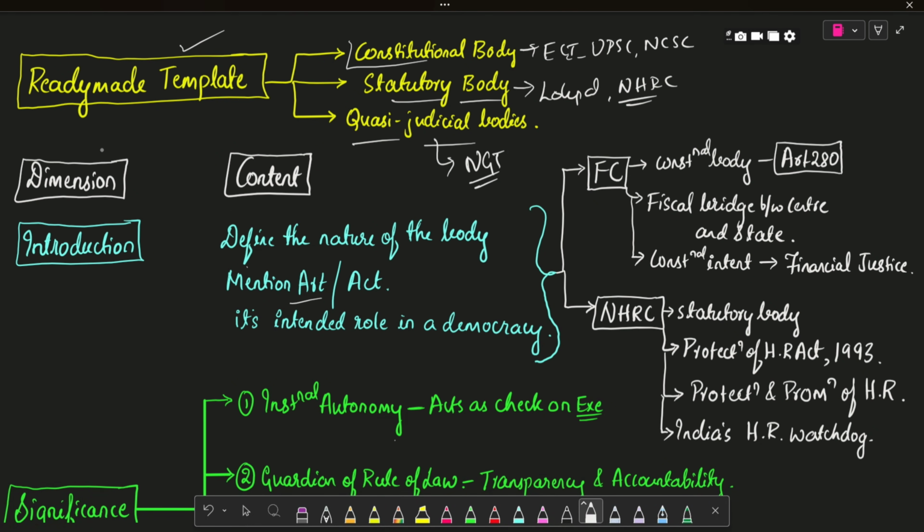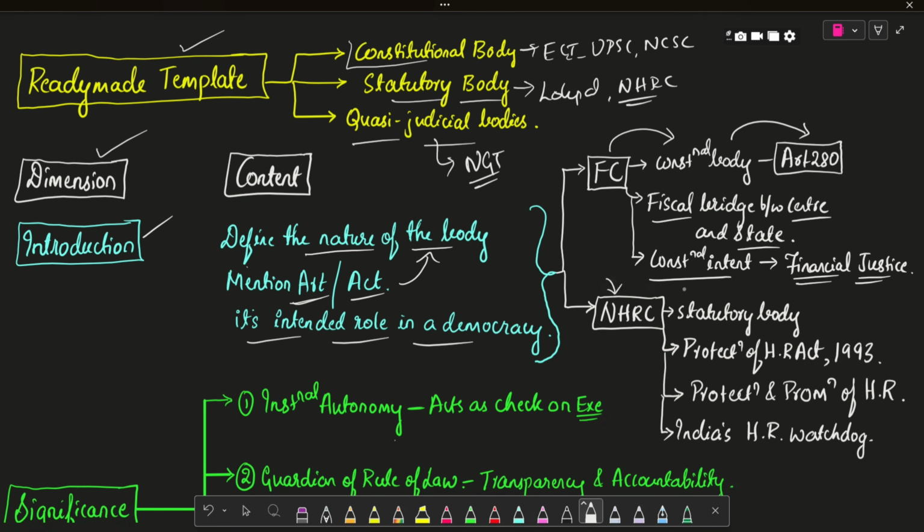Now we'll see what all dimensions you need to remember to write an answer. In the introduction, you can start with defining the nature of the body and mention the article or act through which it is established and write its intended role in the democracy. Let me explain by taking Finance Commission as an example. Finance Commission is a constitutional body established under Article 280, which acts as a fiscal bridge between the center and the state. It transforms constitutional intent into financial justice.